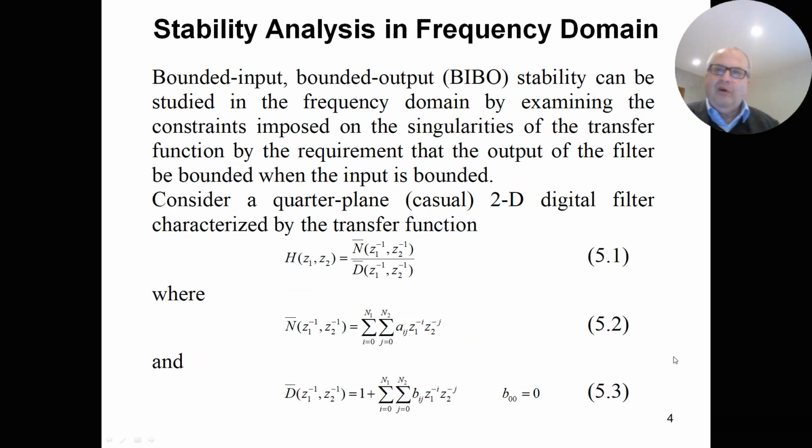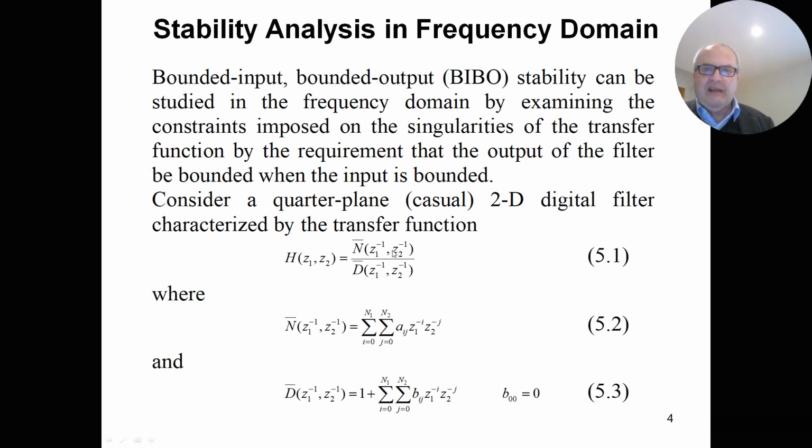We will discuss in this presentation the stability of multidimensional systems. Let's say that you have a two-dimensional digital filter that is described by this transfer function. From an engineering point of view, it is important for us to know if this transfer function describes a stable system or an unstable system. We know from the one-dimensional case that the stability depends only on the denominator.